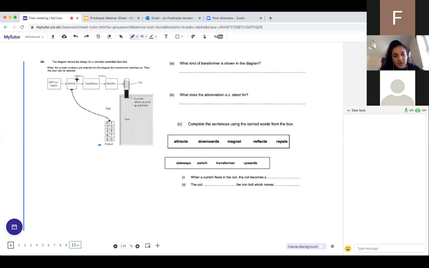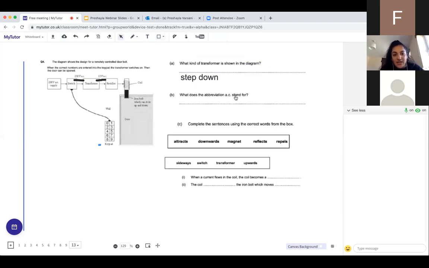So it goes from 230 volts to 12 volts. So we can see that it must be a step down transformer. You can see that it goes from a higher voltage to a lower voltage. Therefore, it must be a step down transformer.